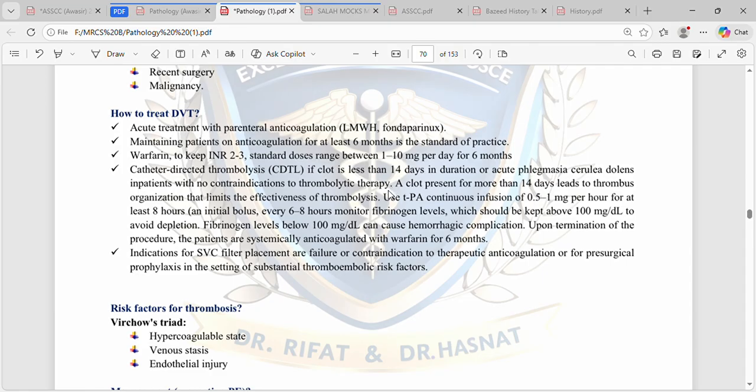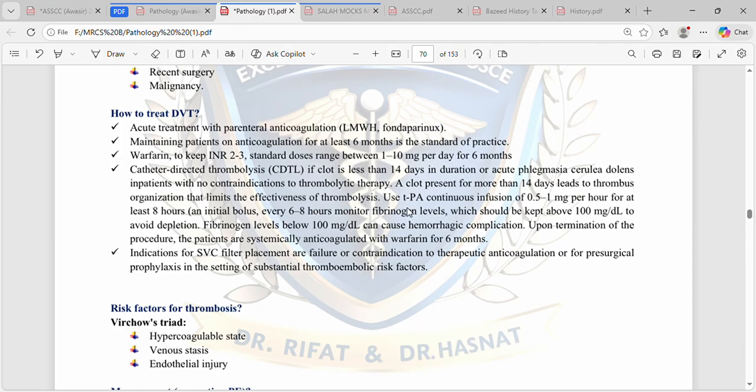If the clot is less than 14 days old and there is acute phlegmasia cerulea dolens, meaning an acutely swollen and red limb, you do catheter directed thrombolysis if there is no contraindication to thrombolytic therapy, for example the patient is not at high risk of bleeding. A clot present for more than 14 days leads to thrombus organization, which limits the effectiveness of thrombolysis.